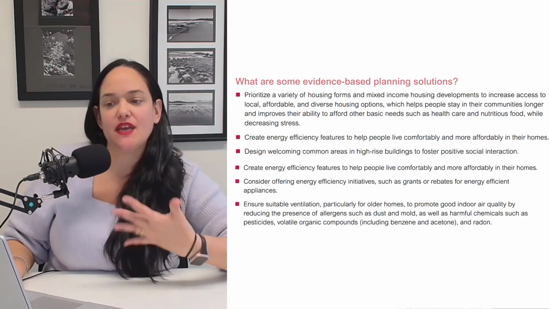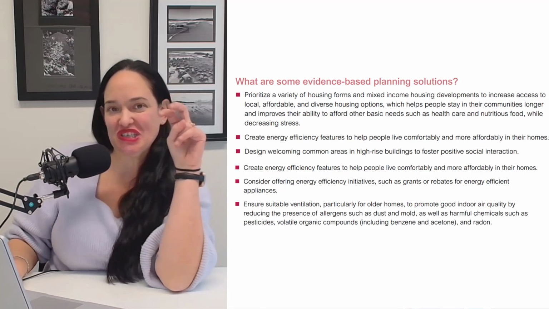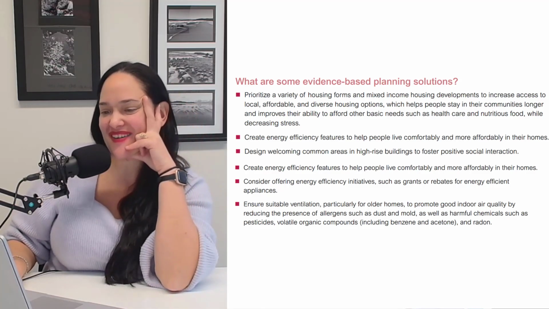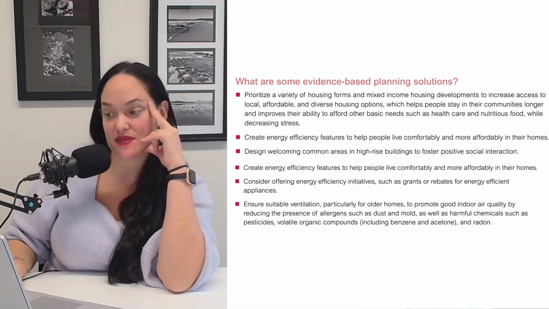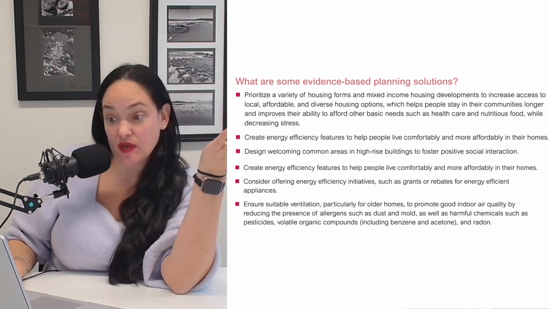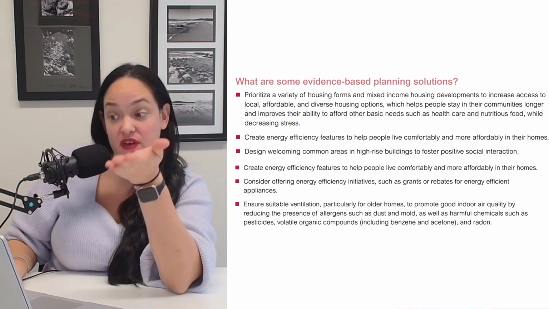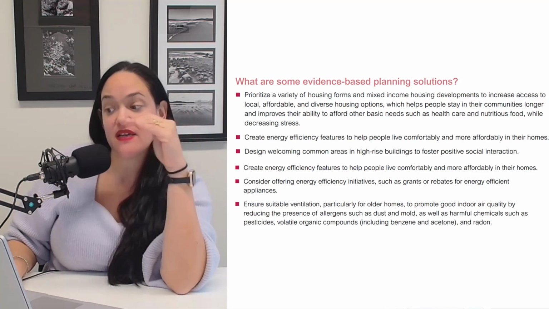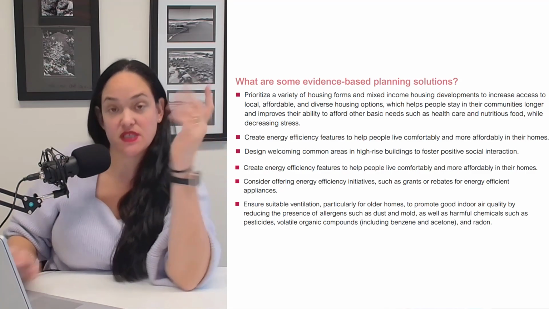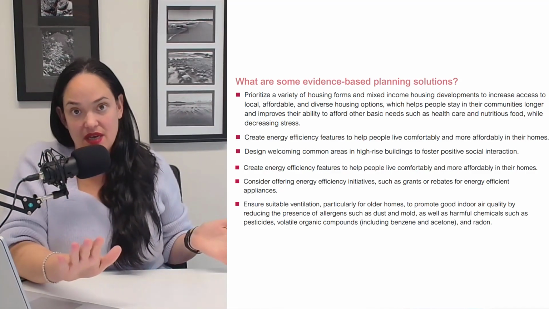Okay, and again, a few more solutions. Prioritize a variety of housing forms and mixed income housing developments to increase access to local, affordable, and diverse housing options, which helps people stay in their communities longer and improves their ability to afford other basic needs such as healthcare and nutritious foods, while decreasing stress. I agree with everything that was just said.